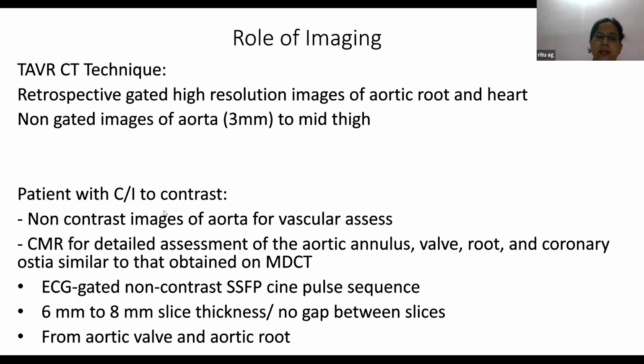So in patients who have a contraindication to contrast, we would take non-contrast images of the aorta for establishing the vascular access, and then we can do a CMR. A CMR similar to a CT for the aortic annulus, valve, root, and the coronary ostia. So for this, we do an ECG-gated, non-contrast SSFP cine sequence, similar to what we do for assessing the ventricular volumes. We take 6 to 8 millimeter slices with zero gap, and we take the slices from the aortic valve to the aortic root. How does this look? I'll show you in the next slide.